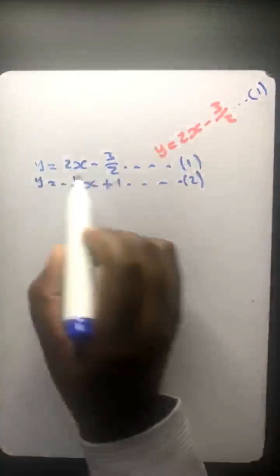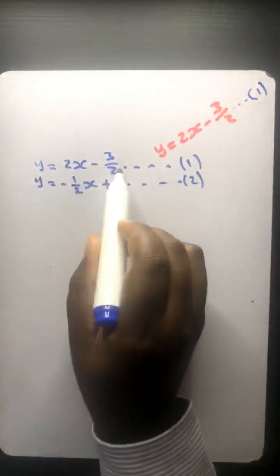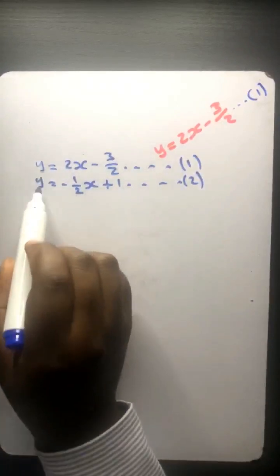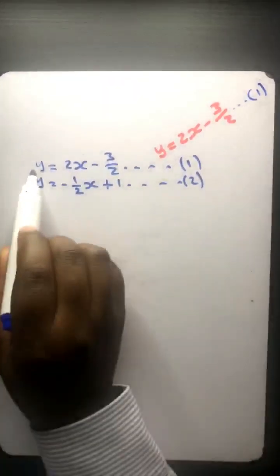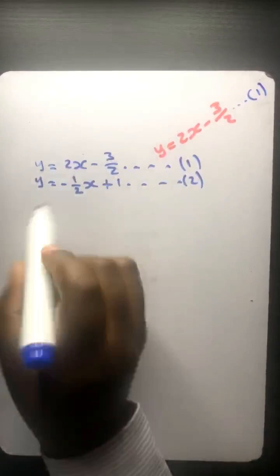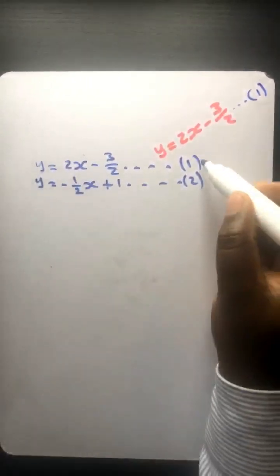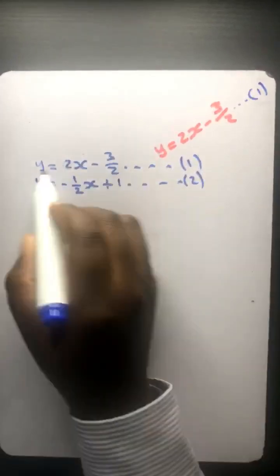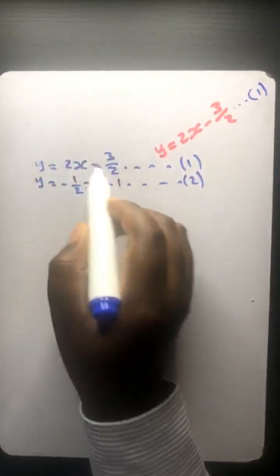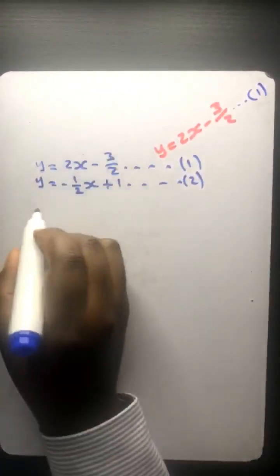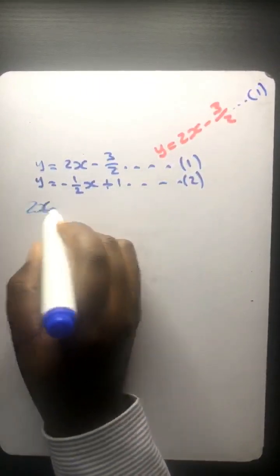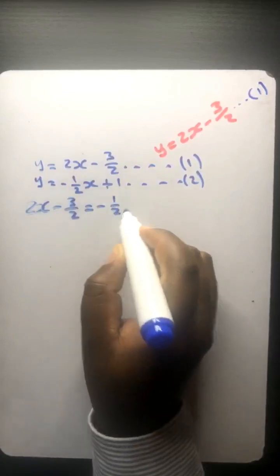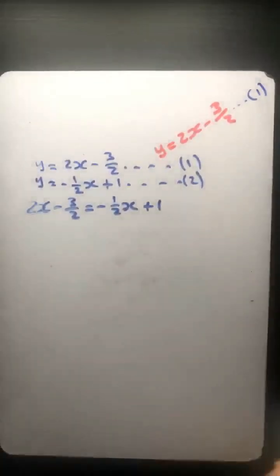That means you're going to say this, you equate it to that, because this is where you see y. Y is equals to that, y is equals to that. So this is simultaneous equation where you say the whole of this is equals to y. So that means you can equate this to that. So that means you're having 2x minus 3 over 2, which is equals to negative a half x plus 1.